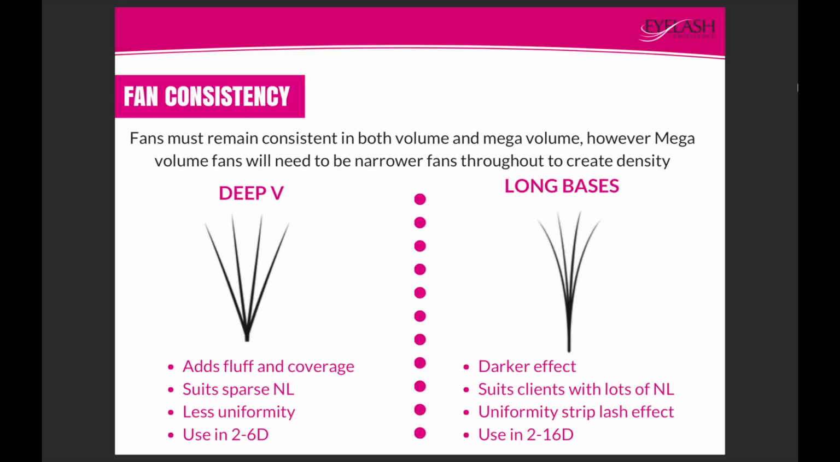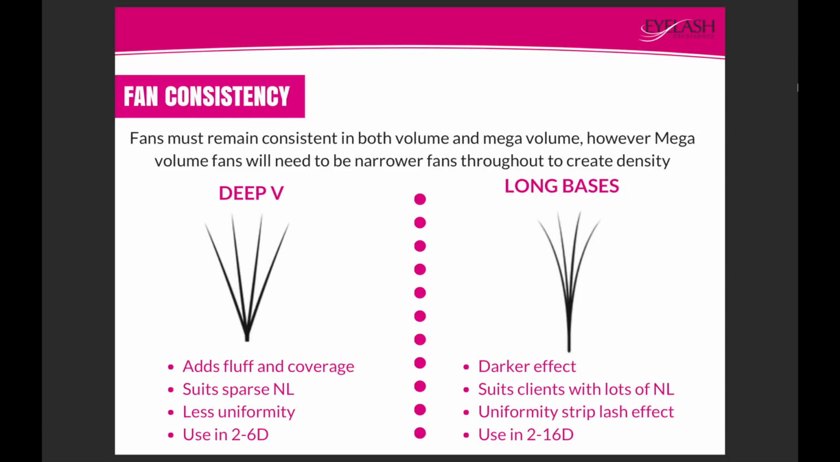Now, all of our fans must remain consistent. However, our fans for mega volume have to be narrower throughout to create that density, because there are two different types of fan here, which we're going to discuss. You've got your deep V on the left hand side, which looks like the letter V from the alphabet, and then you've got your long bases, which look a little bit more like the letter Y, or, I'd say, like a palm tree that grows on the beach.